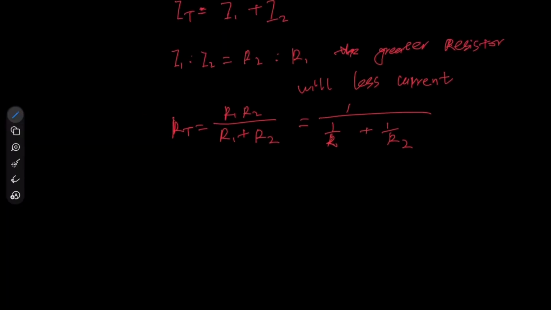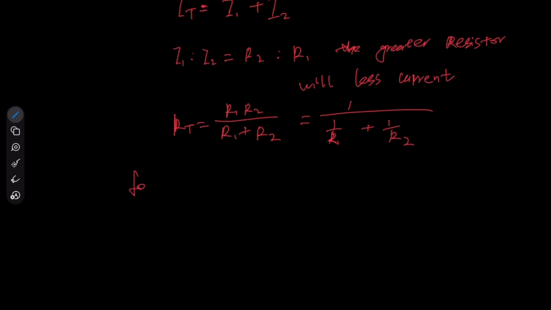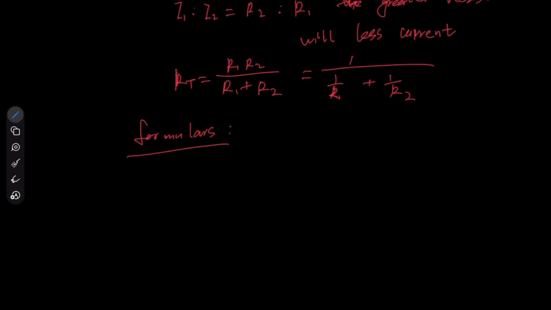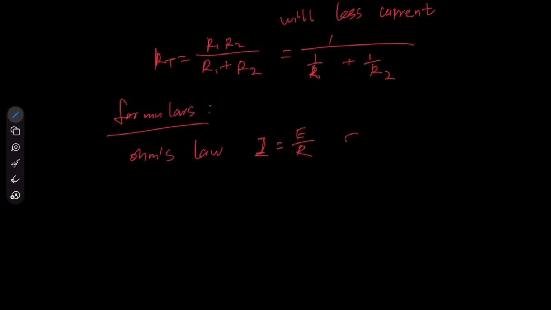And they all have formulas. There are a few formulas. Let's say Ohm's law: I equals E over R. And from that we can get R equals E divided by I. We can also get E equals I times R.